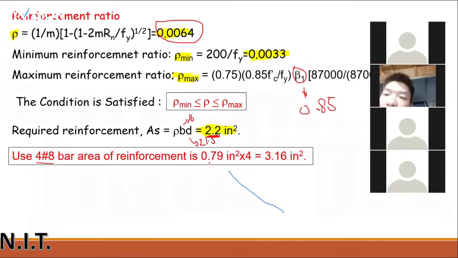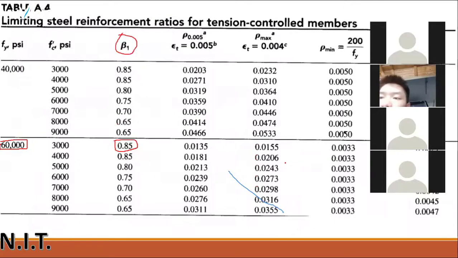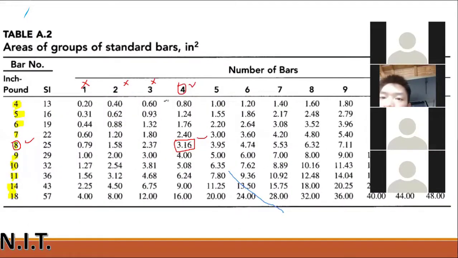The area of the reinforcement is 0.79 inch square multiplied by 4. So you will get 3.16 inch square, which is equal to what is mentioned here, 3.16 inch square. Clear?